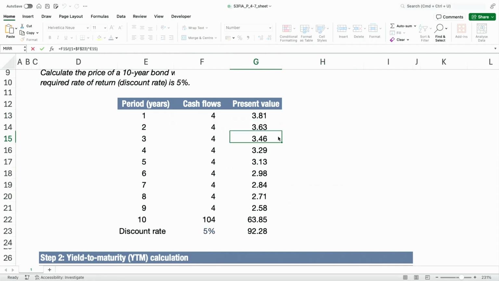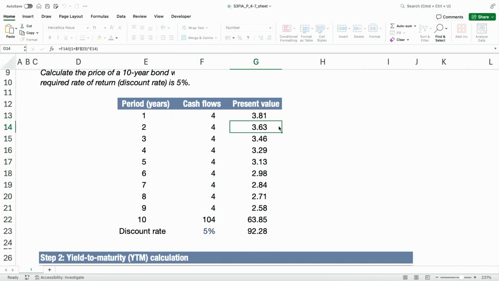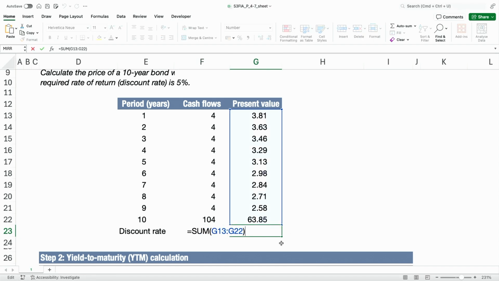For exercise 1, the first thing to do is to determine the future cash flows. In this case, 4% of 100, that is 4. Then we discount each cash flow back to present value, using the 5% discount rate provided. And finally, we sum the present values and obtain 92.28.